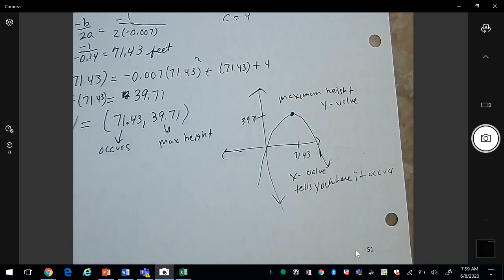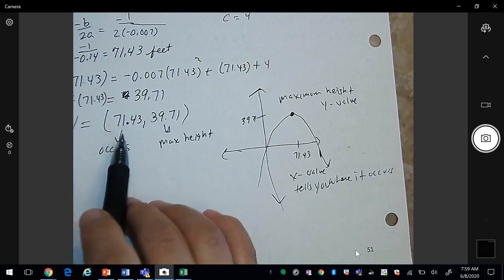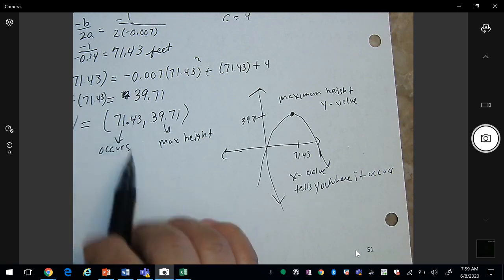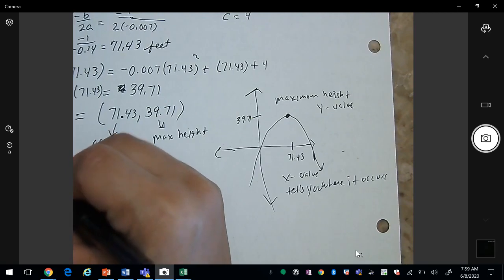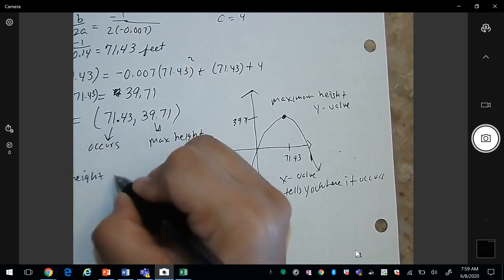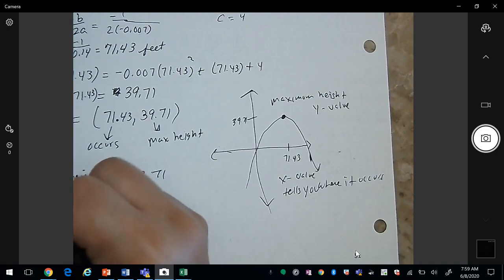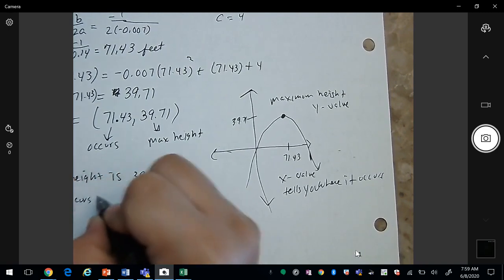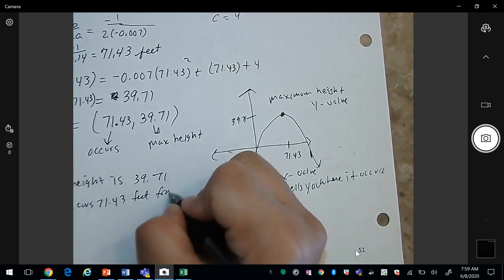Okay, so we can say the maximum height of the baseball is 39.71, and it occurs 71.43 feet from the home plate. So the max height is 39.71 and occurs 71.43 feet from home plate.